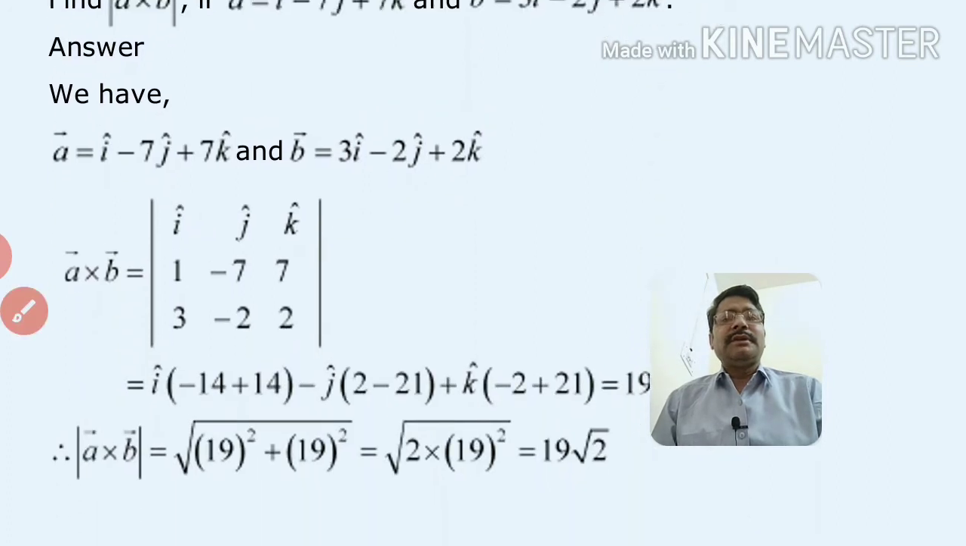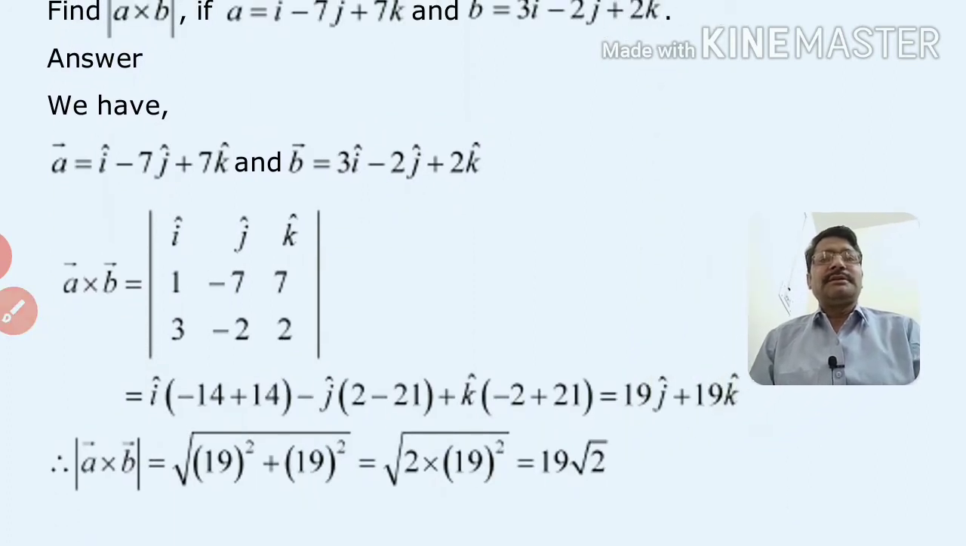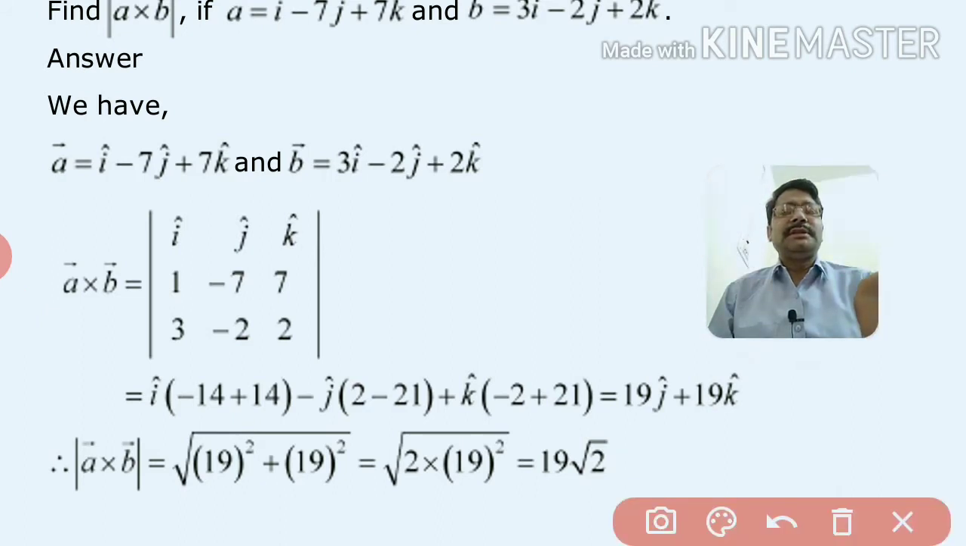After that we have to solve this A cross B. How we can solve this A cross B you know already. First by i you open, you get minus 14 plus 14, then by j you open, then you write minus j bracket 2 minus 21, then by k you open, then plus k bracket 2 minus 2 and plus 21 you will get here. You will solve this part and you will get 19j plus 19k.